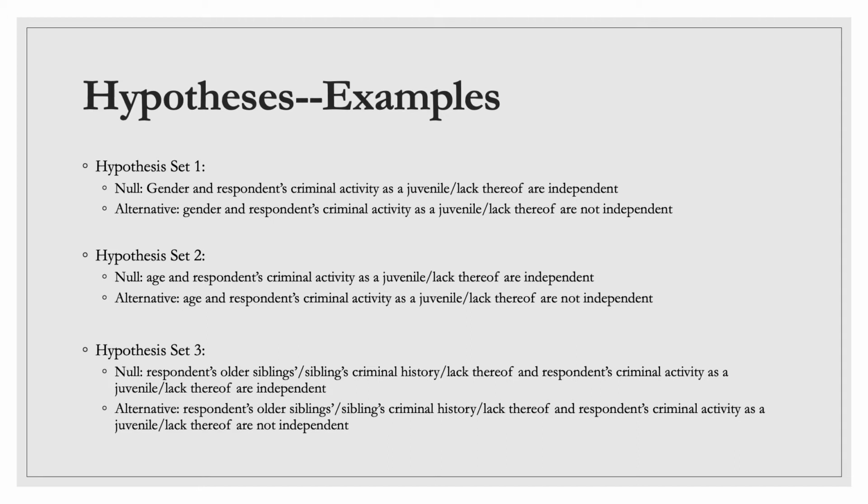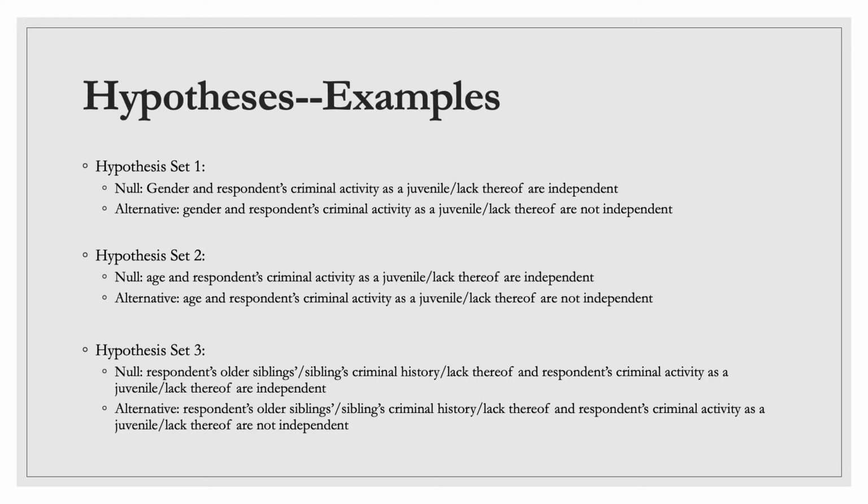Hypothesis set 1: for the null, gender and criminal activity are independent; for the alternative, gender and criminal activity are not independent. For the second hypothesis set, the null is that age and criminal activity are independent. The alternative, age and criminal activity are not independent.